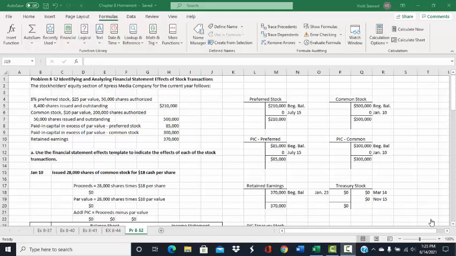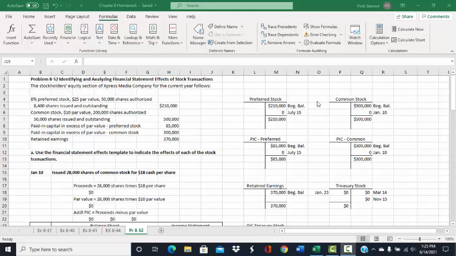This is a demonstration of problem 852, identifying and analyzing financial statement effects of stock transactions. The stockholders' equity section of Express Media Company for the current year follows, and the problem has given us information on our preferred and common stock par values, additional paid-in capital, and retained earnings.